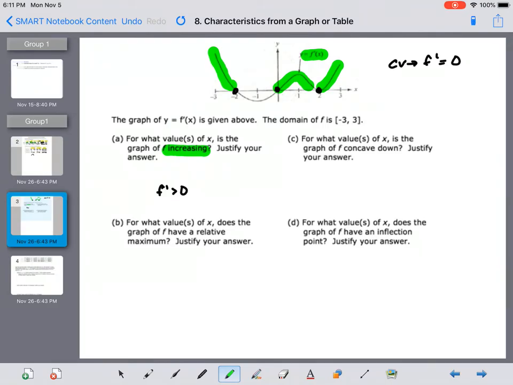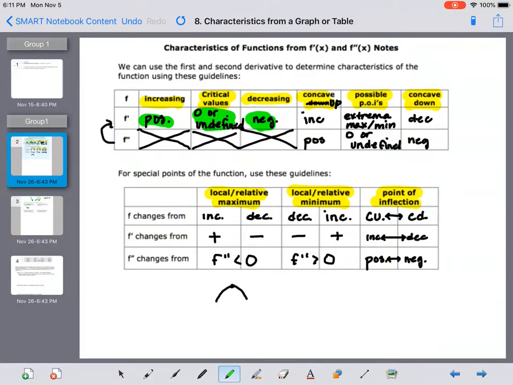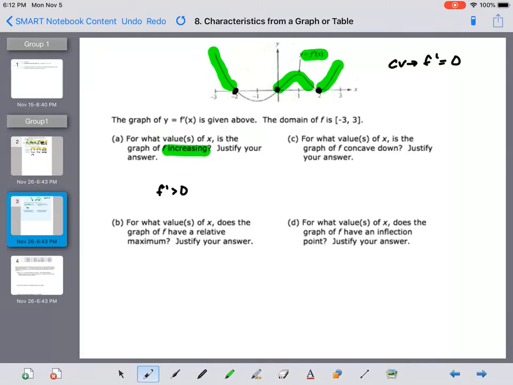So if we go back to our chart above, if we think about our first derivative and we're looking for increasing, we're looking to this column right here. We're looking, sorry, that was terrible. We're looking to this column right there. Okay, if we're looking where f is increasing, we're looking where f prime is positive. So going back to that one.